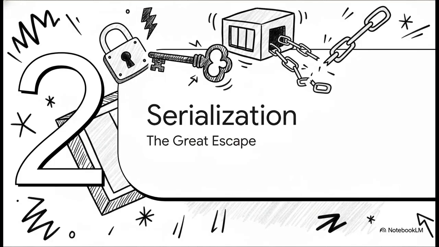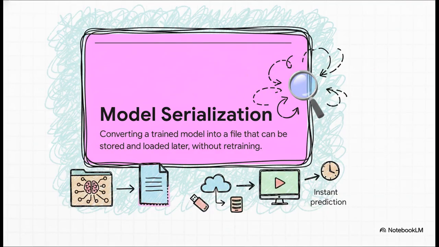So how do we break it out of that temporary prison? Well, that escape plan has a name: serialization. This is the key that unlocks everything. So what exactly is serialization? It sounds complicated, but it's really not. It's just the process of taking your live trained model and converting it into a file.